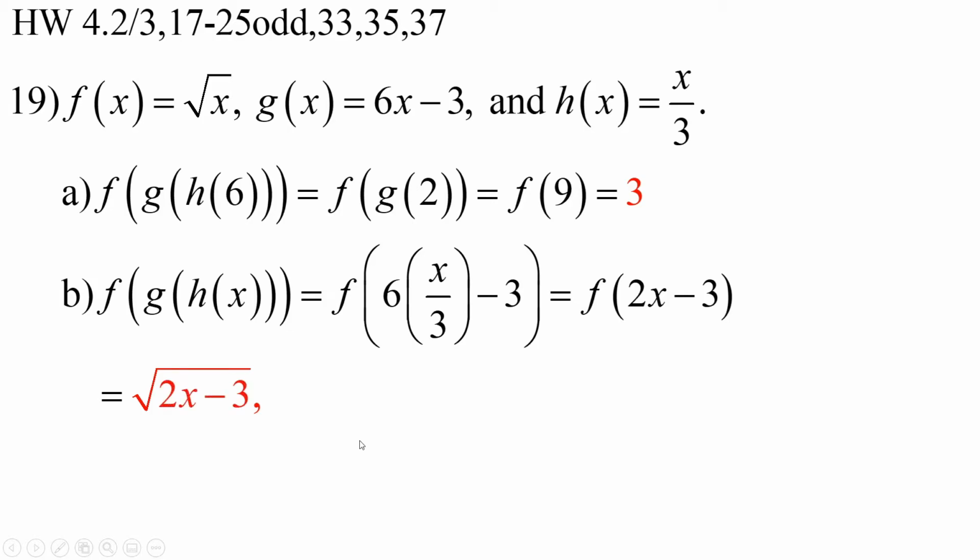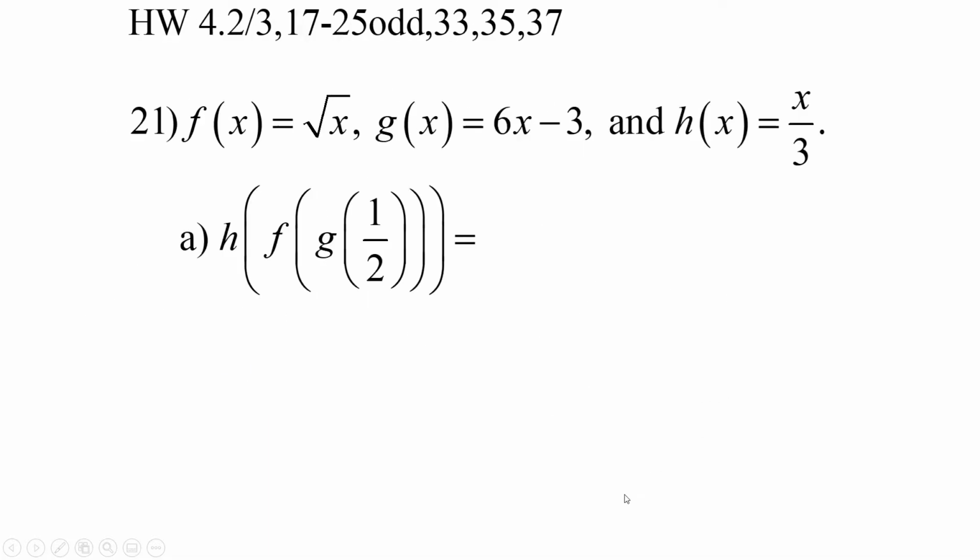And now I do have a domain restriction. Make sure you always account for any domain restrictions because that's a radical. And you guys know anything under the radical to be in the set of real numbers would have to be greater than or equal to 0. So 2x minus 3 has to be greater than or equal to 0. So I would add 3, then divide by 2. So x is greater than or equal to 3 halves. And there's part B. That's a great problem.